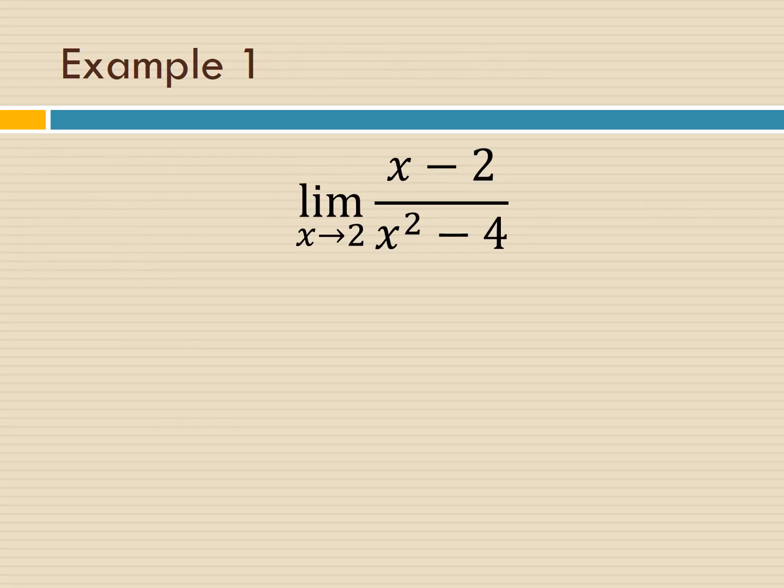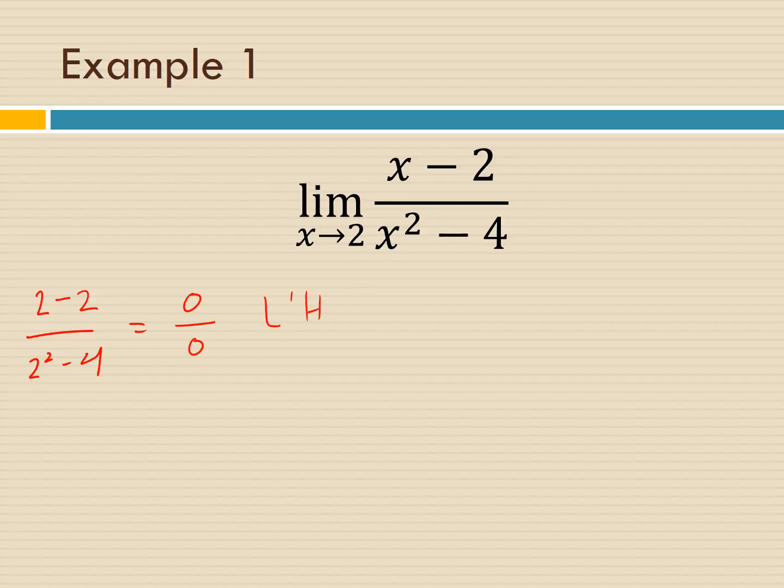Here is our first example of how to do L'Hopital's rule. So our equation is the limit as x approaches 2 of x minus 2 over x squared minus 4. The first step is to compute the limit as it is right now. So we're going to plug in x equals 2, which gives us 2 minus 2 over 2 squared minus 4. This obviously equals 0 over 0. This is a perfect case for using L'Hopital's rule.